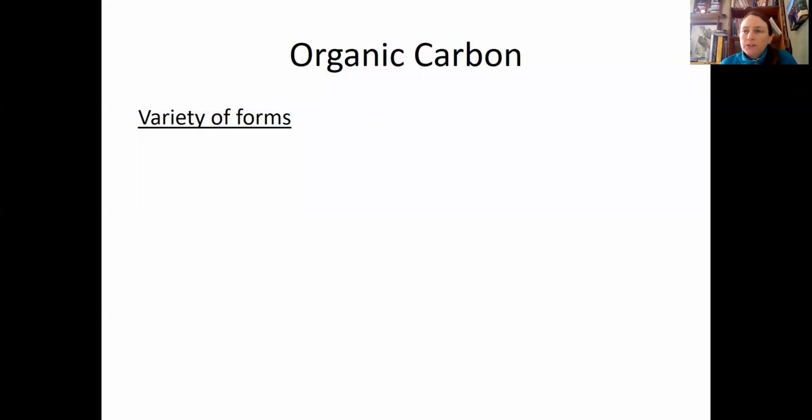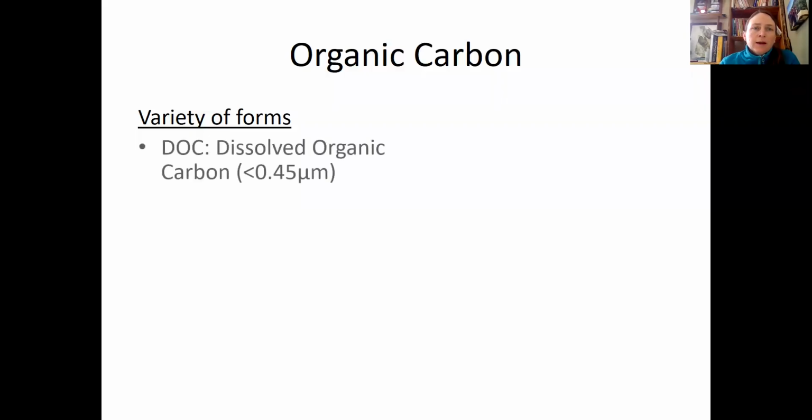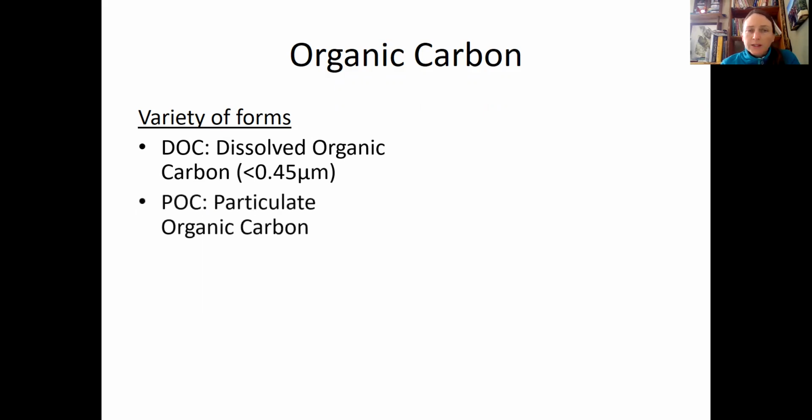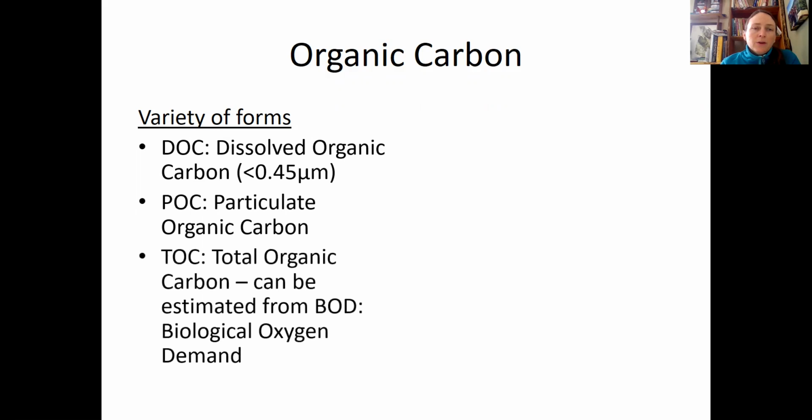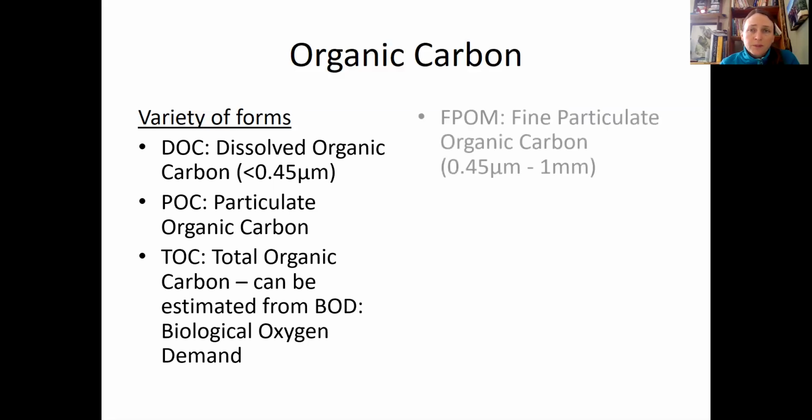Okay, so let's move on to organic carbon. We have dissolved organic carbon, which is less than 0.45 micrometers in size. We have particulate organic carbon and total organic carbon, which can be estimated by biological oxygen demand, which is basically a method of giving organisms the ability to take up all of the oxygen in a bottle of water through respiration and see how much oxygen they can remove.